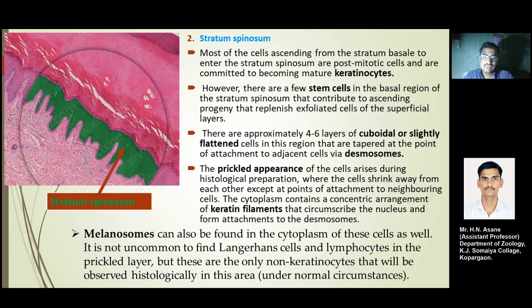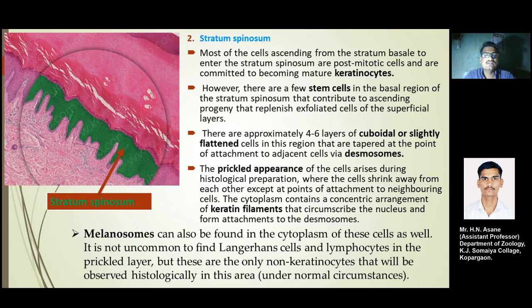And the cytoplasm contains a concentric arrangement of keratin filaments that circumscribes the nucleus and runs from the attachment to the desmosomes. Okay, the melanosomes are the structures which carry the melanin pigments, and these melanosomes can also be found in the cytoplasm of the stratum spinosum cell layer.